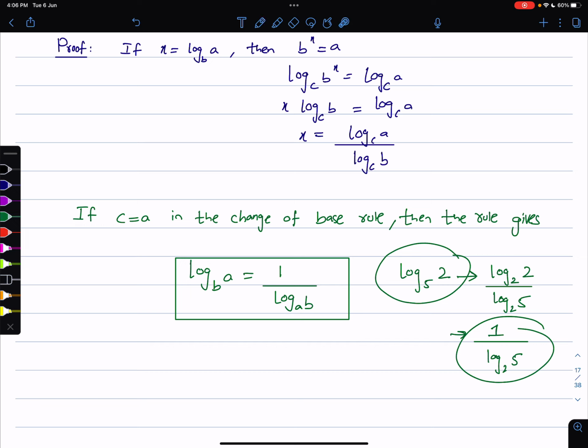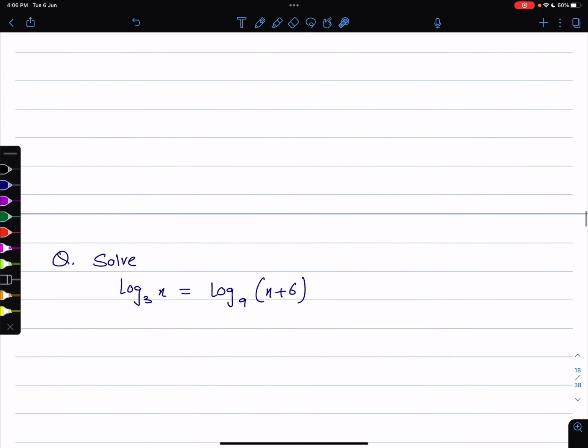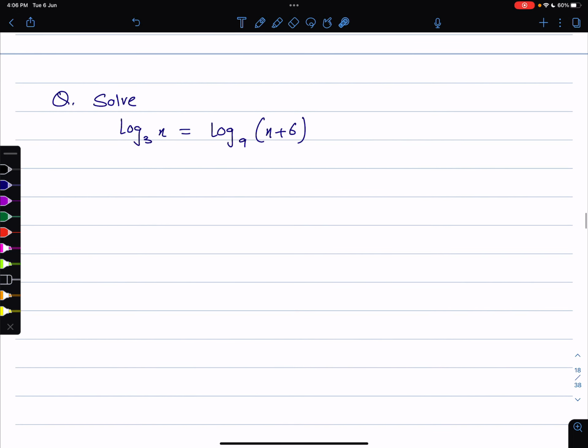So the rule says that if the values of c and a are the same, or let's say we have to express log b of a as log a of b, then log b of a is just going to be equal to 1 upon log a of b. That is the rule. Okay, let's try to understand this with some examples.